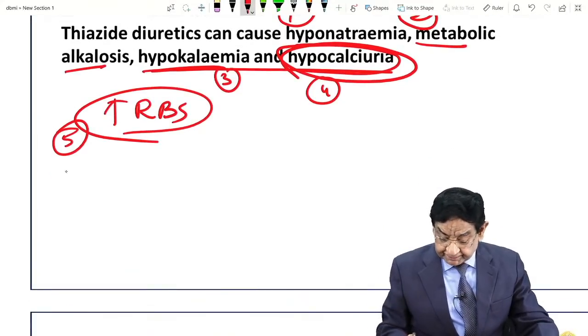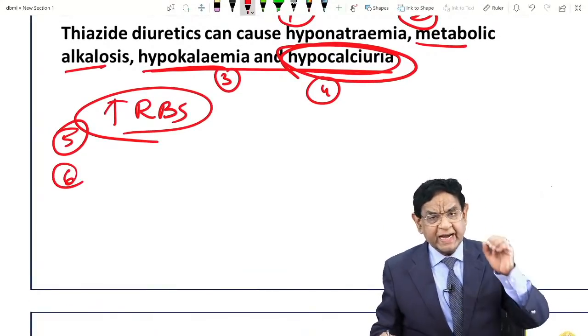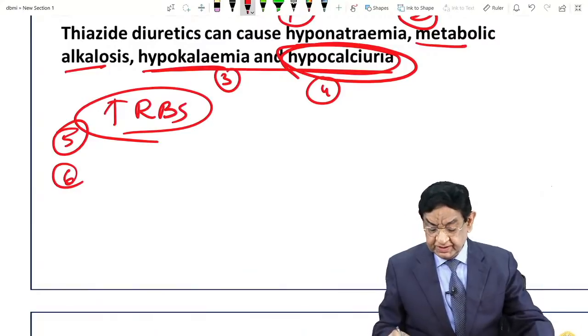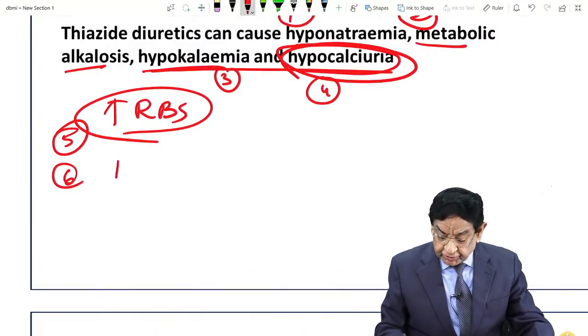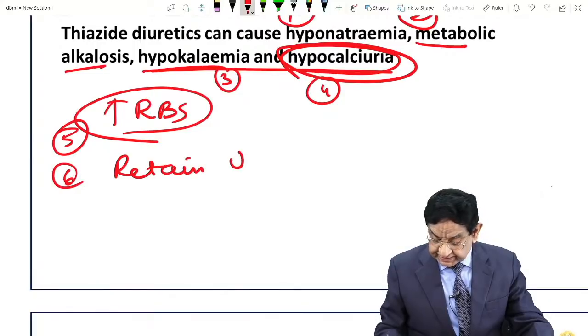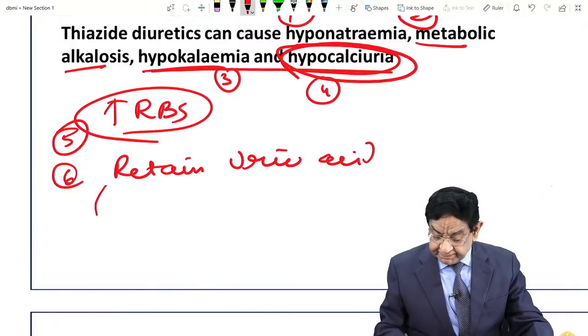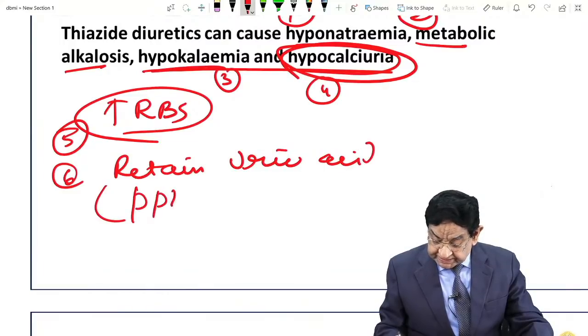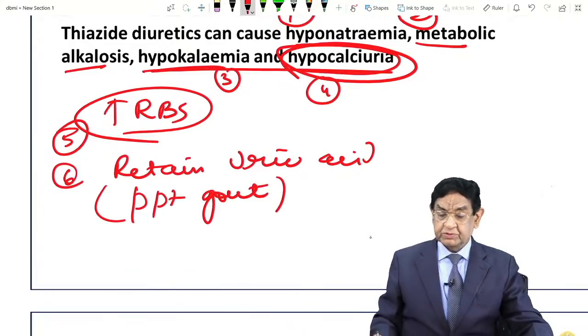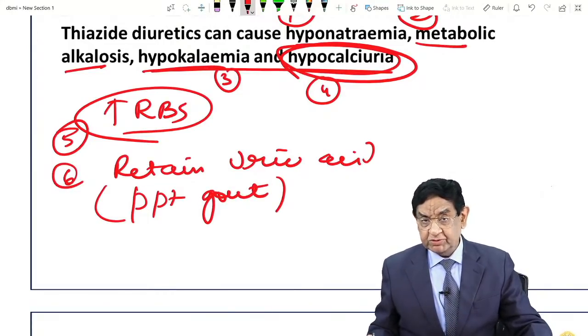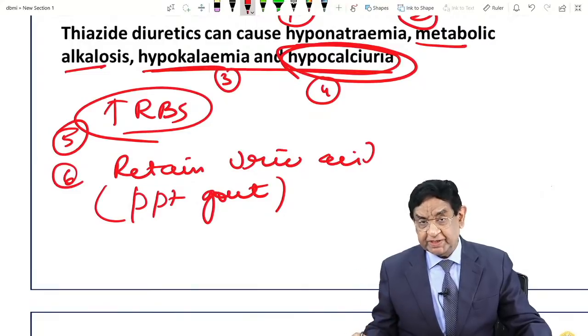One more thing, all diuretics tend to retain uric acid. That means all diuretics precipitate gout. So in a gout patient, diuretics should be avoided because they are going to precipitate gout.